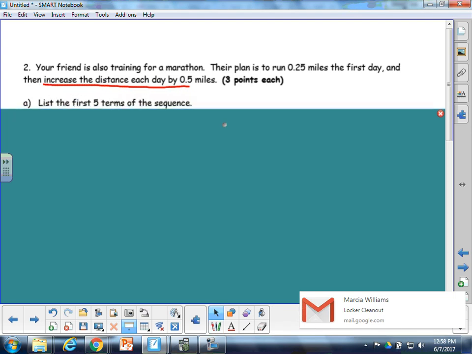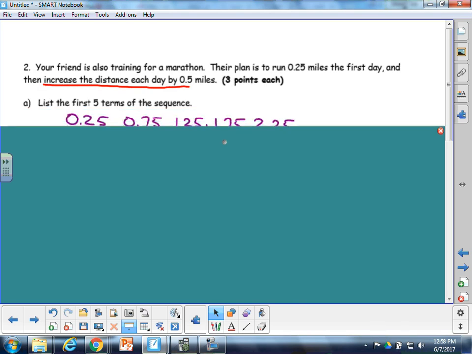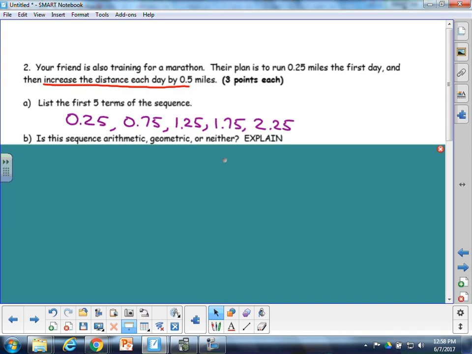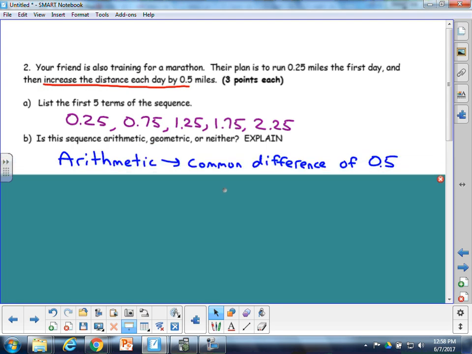So first off, let's get some of the terms here. First 5 terms of this pattern. Of course, we're going to start with 0.25, and we are going to simply add 0.5 over and over and over. Okay, so that would be the first 5 terms. Okay, so which type of sequence would this be? Since it's adding a constant, it's arithmetic. There's a common difference of 0.5, so that'd be a good explanation. Say something about adding a constant amount.